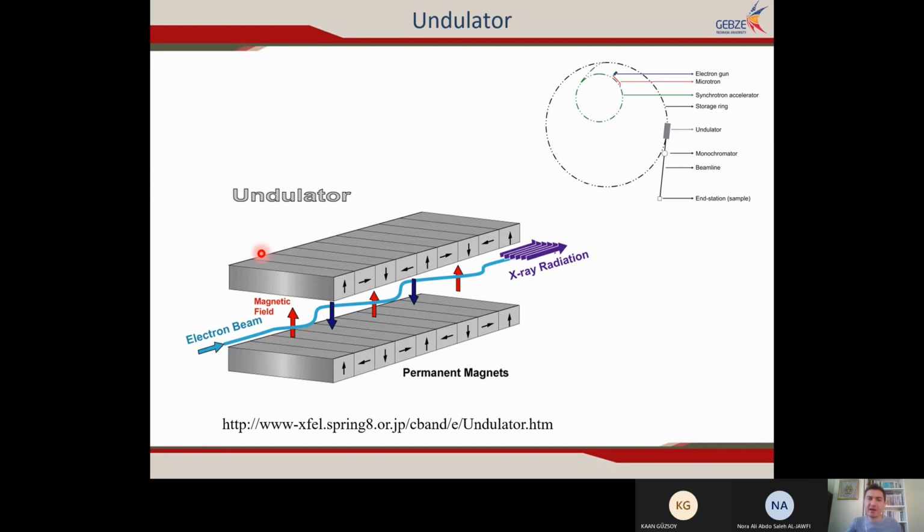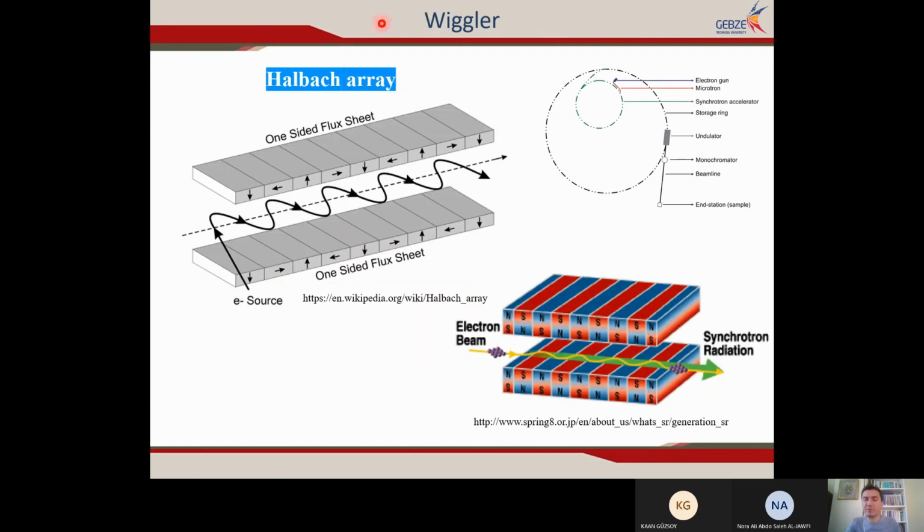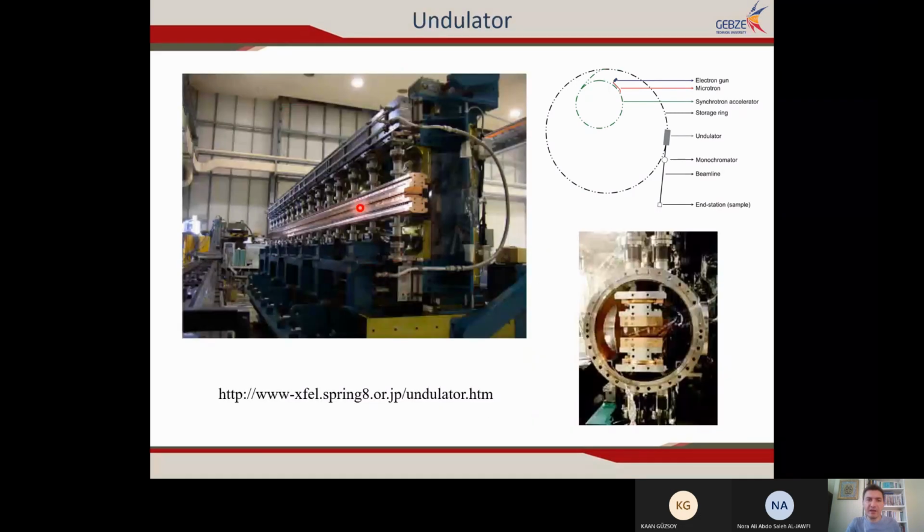There are also superconducting undulators. So the main difference is that undulators can produce more X-rays, more intensity, okay? The intensity of X-rays produced by an undulator is much higher compared to the intensity of X-rays produced by the wiggler. Here you can see an undulator in SPring-8.